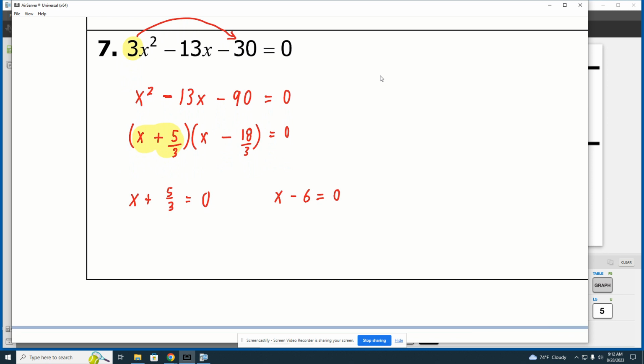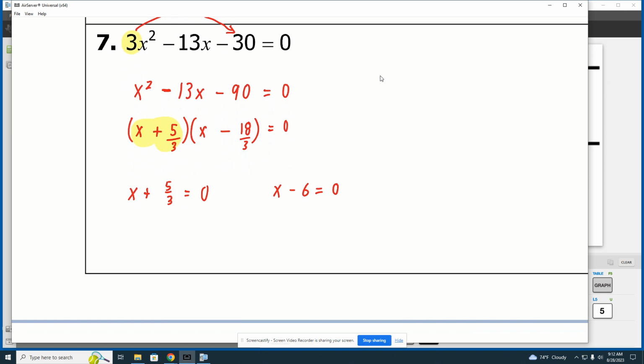Since you're not needing to just factor, you're solving by factoring, save yourself a step. What would I do with this problem? Subtract 5/3. Very good. You subtract 5/3, so it's negative 5/3. What would you do with the other one? Add 6, so x equals 6.